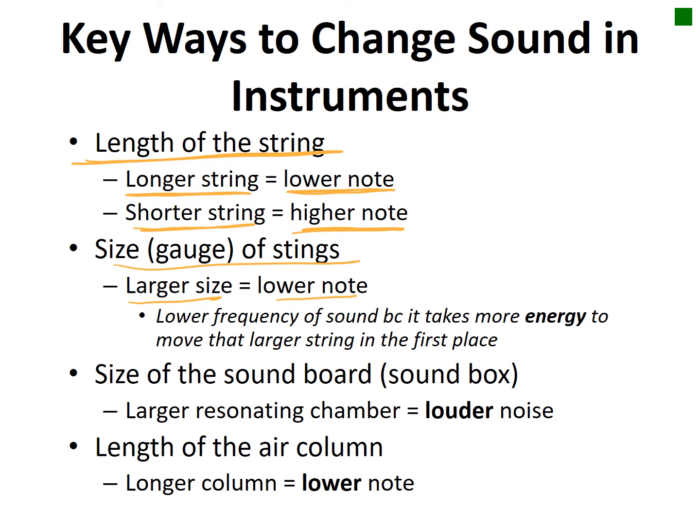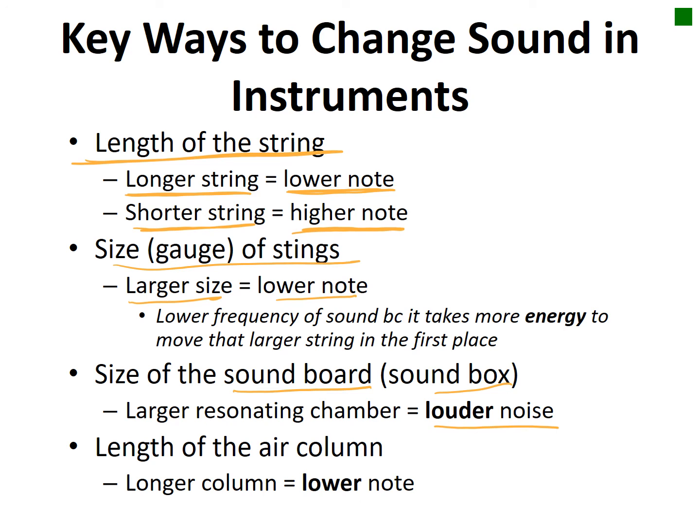Another way you can do it is make it a larger sound board or sound box, so a larger resonating chamber. This is the difference between a little violin versus a big cello. Okay, that's that sound board. It is getting bigger, so it is making a louder noise. So a violin will not be as loud as a cello.